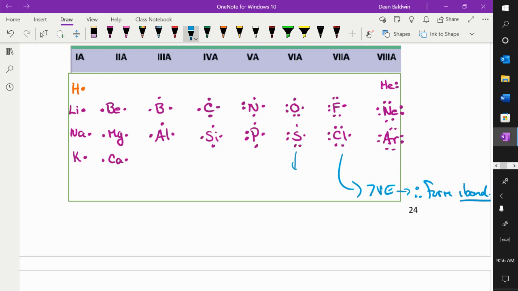Oxygen and sulfur have 6 valence electrons. So how many bonds do they want to form? 2, because they want to pick up 2 more electrons to be like a noble gas. So they'll form 2 bonds. What about nitrogen and phosphorus? 5 valence electrons. How many electrons do they need? They need 3. Therefore, they like to form 3 bonds.